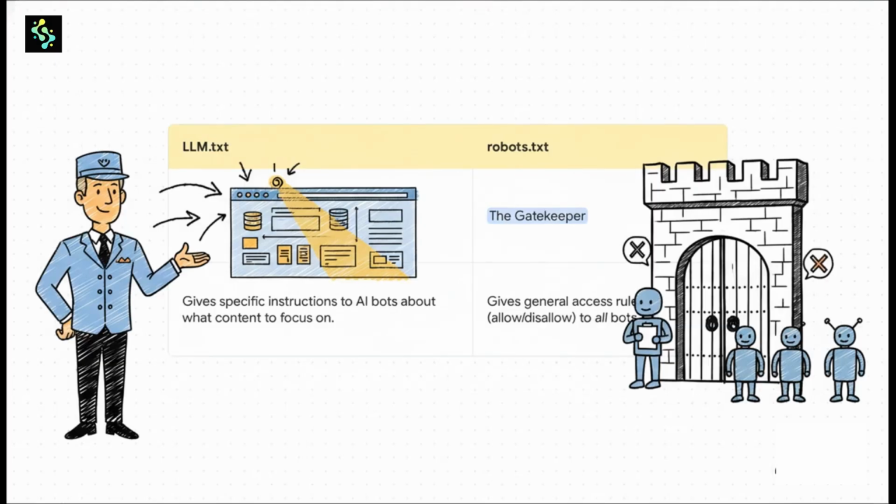Now, what's really cool is how this clarifies the difference between this new llm.txt and the robots.txt file that we've known for years. Your robots.txt file is like a gatekeeper. It just sets these broad, you can come in or you can't rules for all the bots out there. But llm.txt, that's like a concierge. It gives specific, really detailed instructions just to the AI bots, pointing them directly to your most valuable stuff.